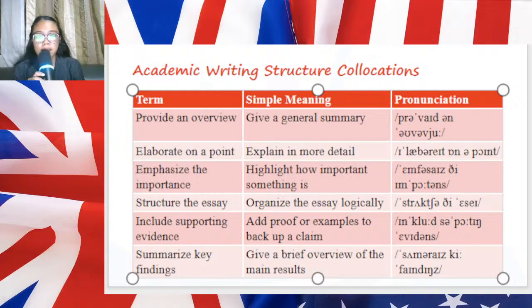Again, summarize key findings, meaning give a brief overview of the main results. So we try to give a clear overview of the main results or discoveries from a study or research. This phrase, it is often used in the conclusion or abstract of that particular academic work. So summarizing is important because it distills complex information into essential points, making it easier for readers, of course, to grasp the main message quickly. It reflects your ability to synthesize information effectively and present it clearly.